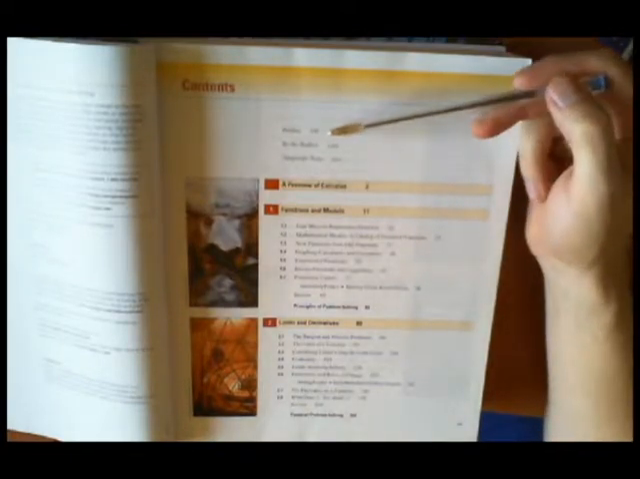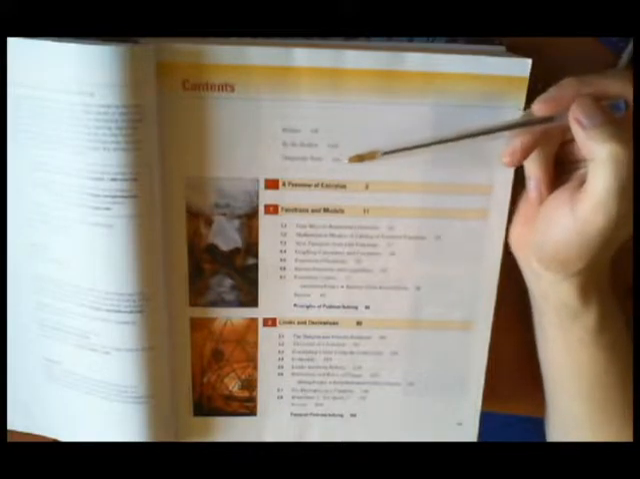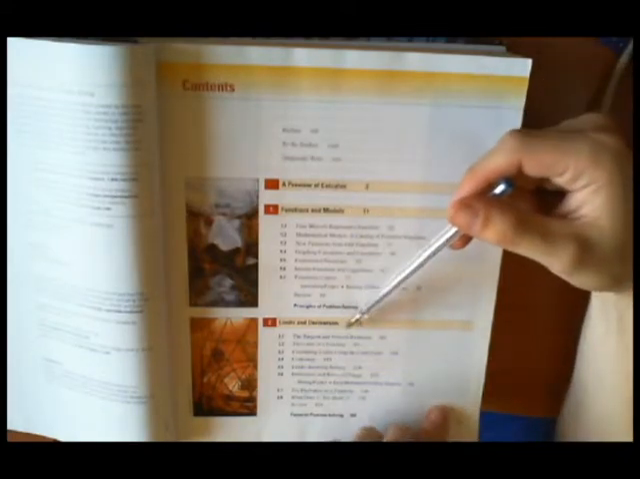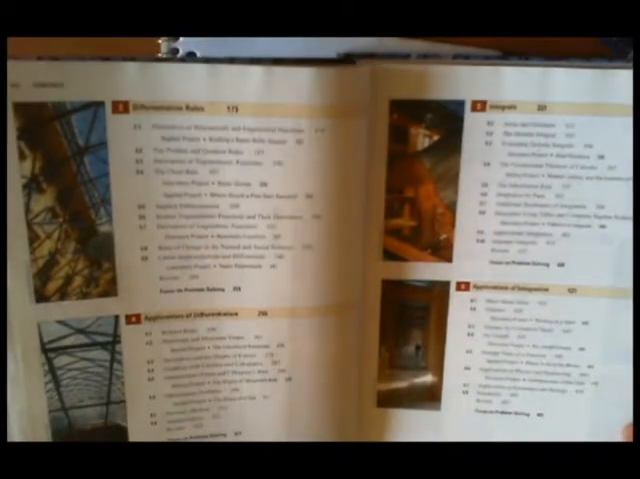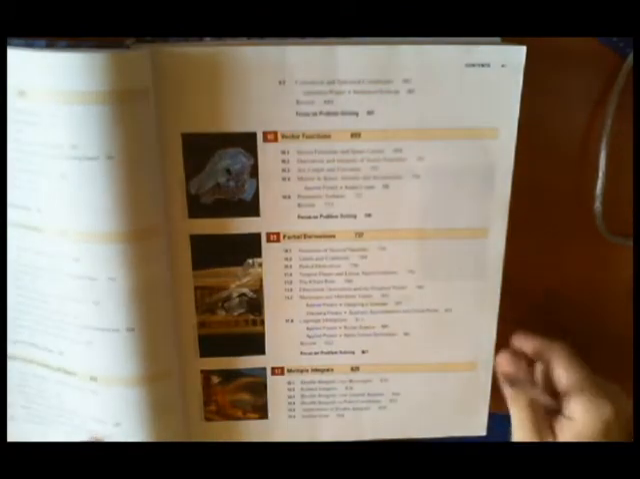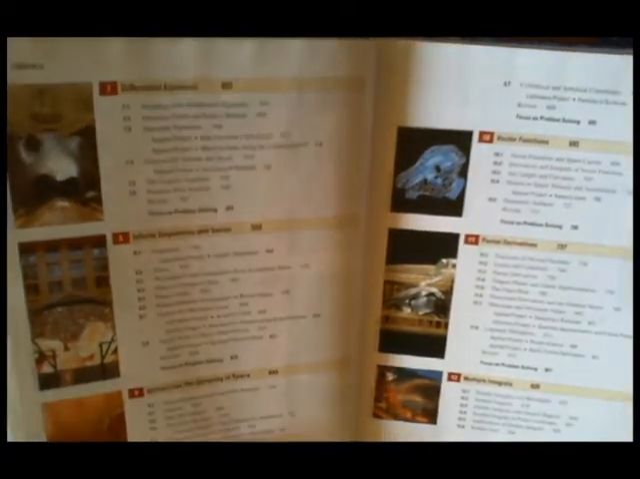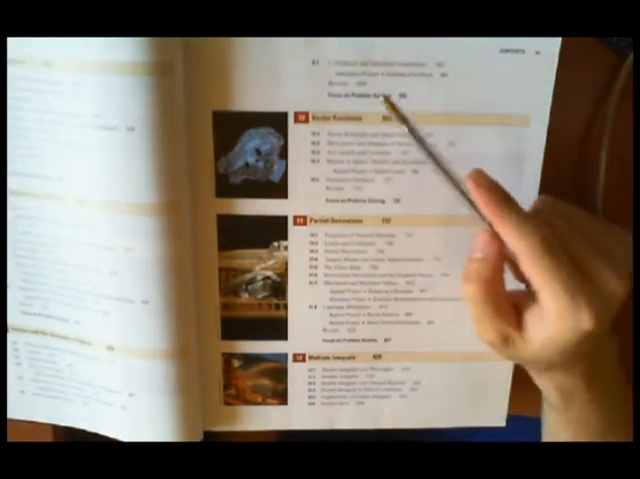One second. We're back. So the contents of this course is going to be, first we have a preface, then a note to the student, a diagnostic test, then a preview, functions and models, limits and derivatives, differential rates, applications of differentiation, integrals, applications of integration, differential equations, infinite sequences and series, vectors and the geometry of space, vector functions, partial derivatives, multiple integrals, and then finally vector calculus.